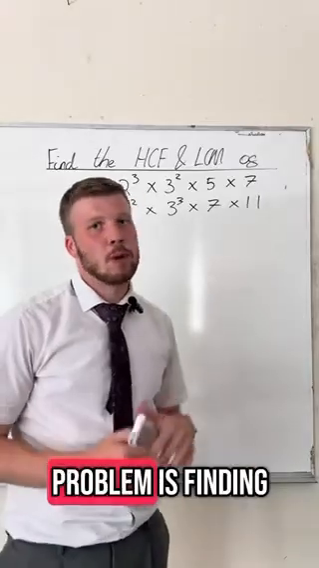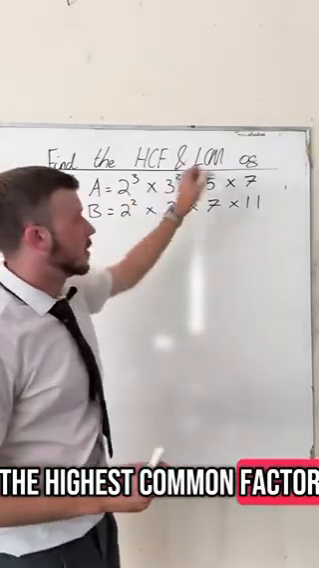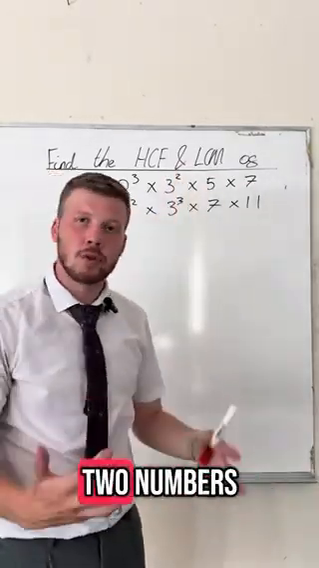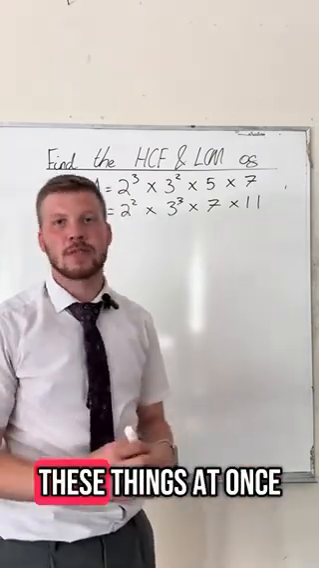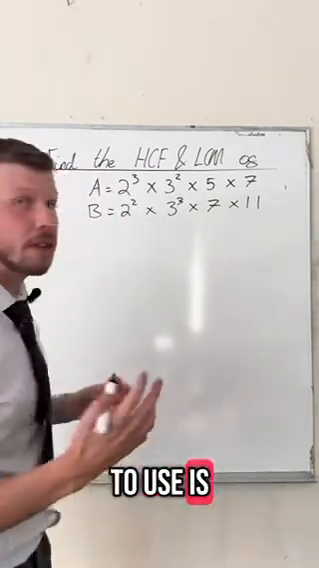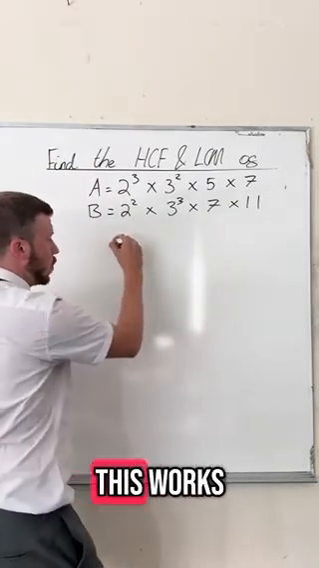A common maths problem is finding the highest common factor and the lowest common multiple of two numbers. Now, if we're doing both of these things at once, the best thing to use is a Venn diagram. So let me show you how this works.